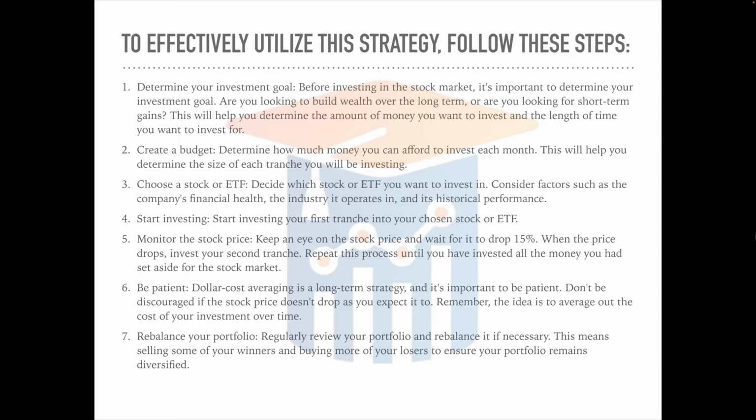So, number 2, create a budget. Determine how much money you can afford to invest each month. This will help you determine the size of each tranche you will be investing. So, like I said, overall, you want to have a fixed amount that you start with, right? But ideally, over time, you're adding to your account to build liquidity for yourself, so you're not married to just one or two stocks. You're able to diversify the longer you're in the market.